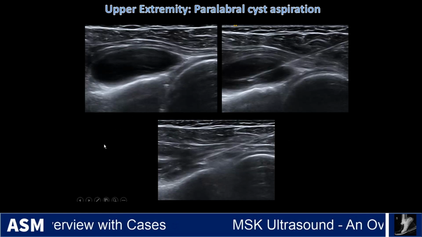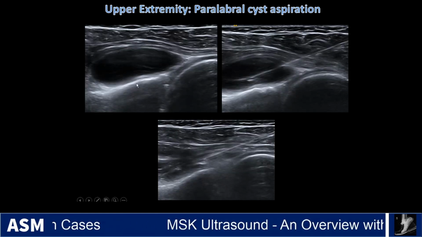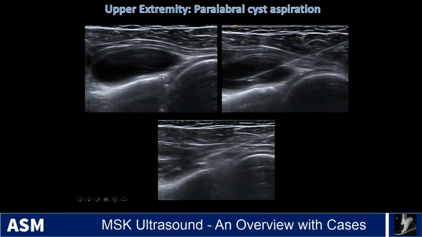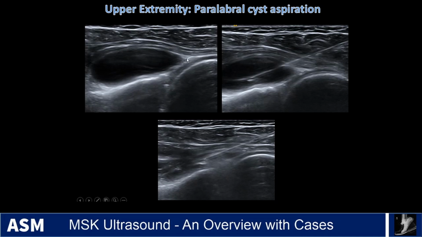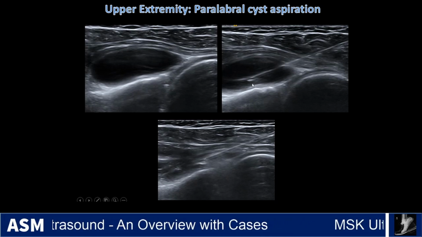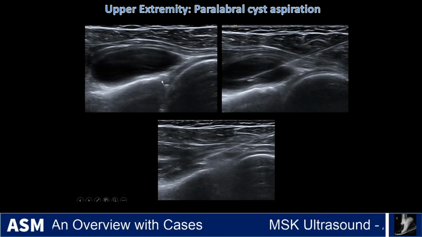Okay, moving to the next one. Paralabral cyst aspiration. So this is in the shoulder. We see the glenoid right here. We see the humeral head right here, the posterior labrum here, the joint this way, and you can see this anechoic structure coming near the posterior labrum here. So this is a paralabral cyst, a sentinel cyst indicative of a tear of the labrum.